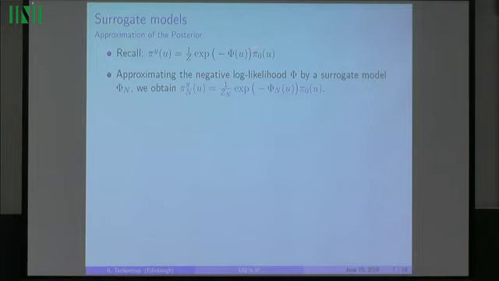And all we're going to do now is approximate either the mathematical model G or directly the likelihood phi, or the log likelihood phi, by a surrogate model. I'm just going to denote that by phi n. Then instead of the true data likelihood phi, we're going to have the approximate likelihood phi n. And the question that we want to answer is how close is this distribution to that distribution.